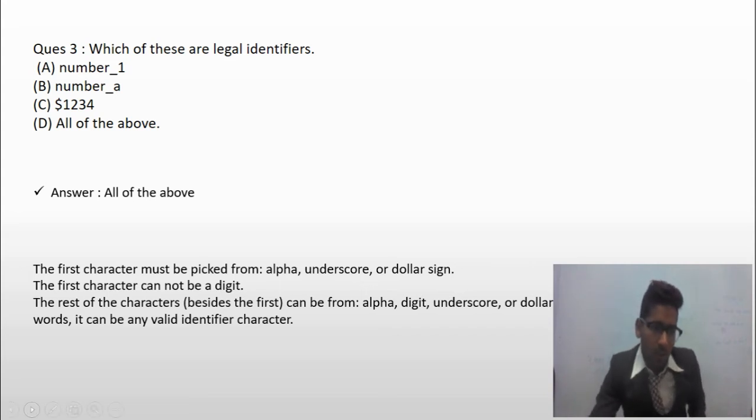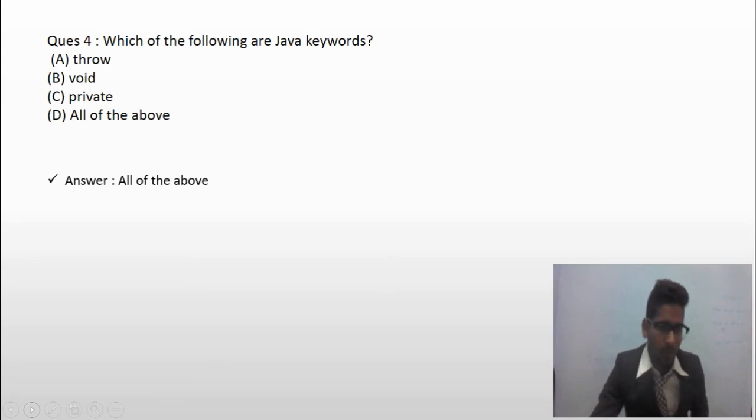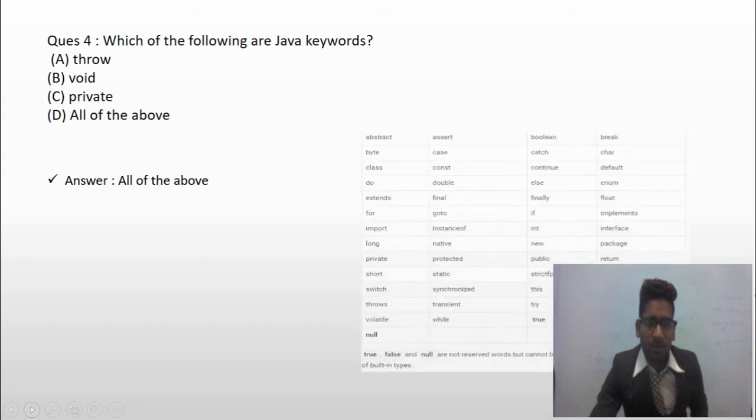Now let's move on to our fourth question. Which of the following are Java keywords? Once more, the Java keywords is also a frequent topic in core Java exams. Remember we are talking about core Java, and there are 50 keywords in Java. So let's see first of all who knows about the Java keywords and who can answer this question. So the answer to the question is again all of the above. Now we'll see the list of all Java keywords.